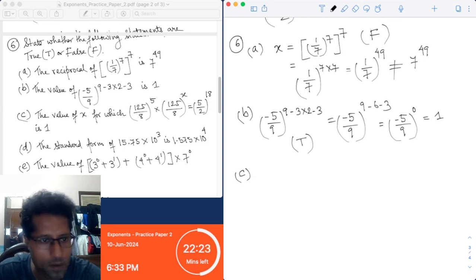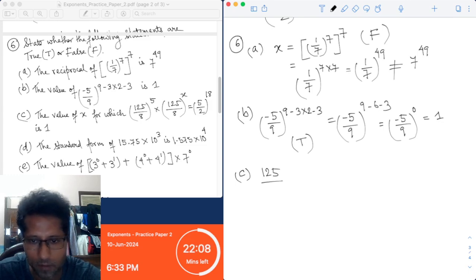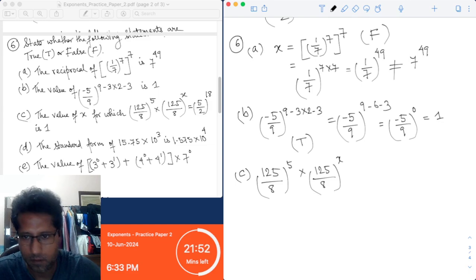C. The value of x for which we are given an equation, so we have to solve for x. It is saying that the value of x after we solve it is 1. So let's solve and check whether it is 1 or not. (125/8)^5 multiplied by (125/8)^x equals (5/2)^18.